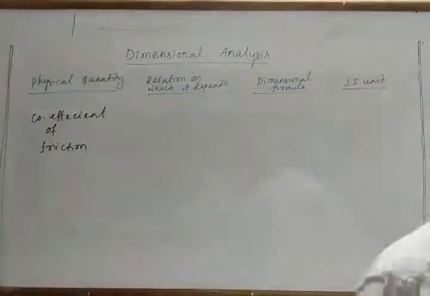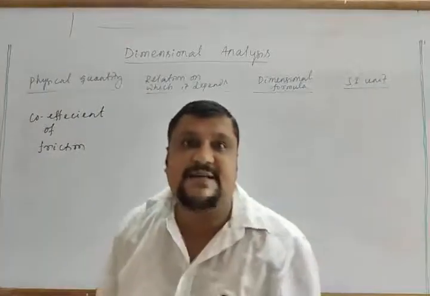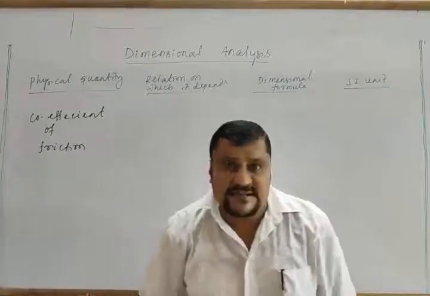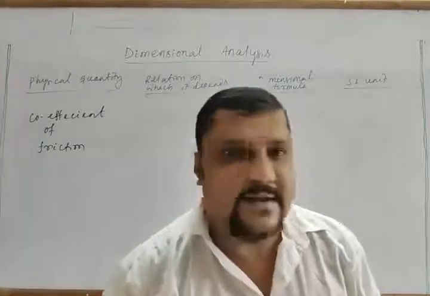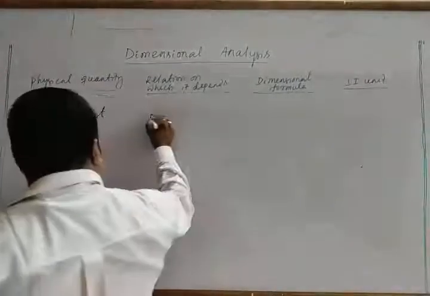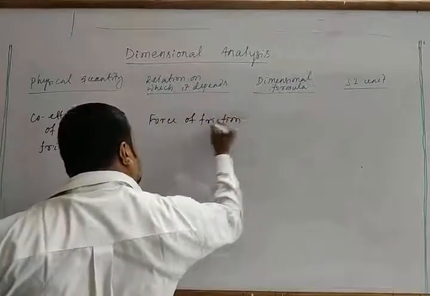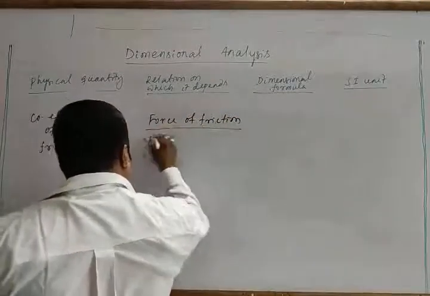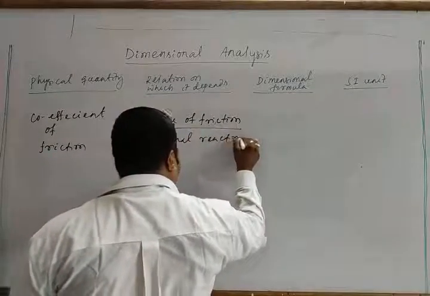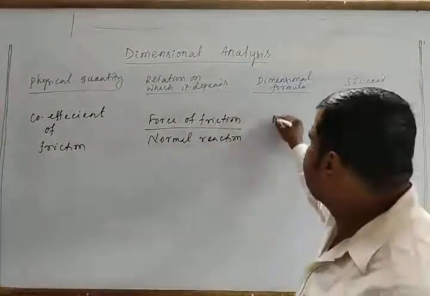You already know friction. The soles of our shoes are rough to maximize the friction, because without friction, we will slide. Right? So the coefficient of friction is the force of friction divided by the normal reaction. As I already told, both are of the same dimension. So force of friction and normal reaction both have the same dimension.